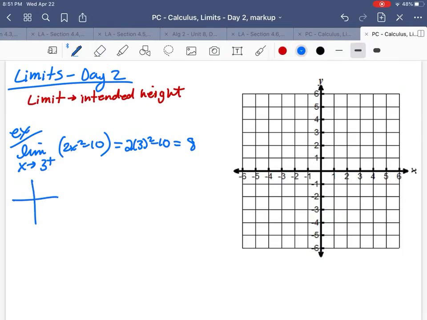And also, you can always think of the graph. 2x squared minus 10 would kind of look like this. So, of course, as you go to 3, it would be maybe about there.